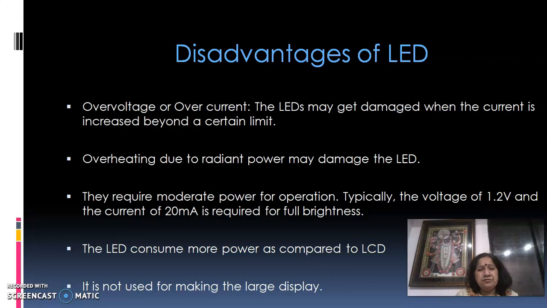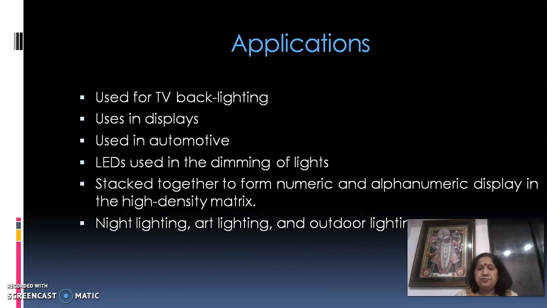LEDs also have a few disadvantages: over voltage or over current. Due to that, the LEDs may get damaged when the current is increased beyond a certain limit. Overheating due to radiant power may also damage the LED. They require moderate power for operation. Typically, the voltage range is very small, 1.2 volts, and a current of 20 milliamperes is sufficient to provide full brightness. LEDs consume more power as compared to LCD, and they are not used for making large displays because of the higher power consumption.